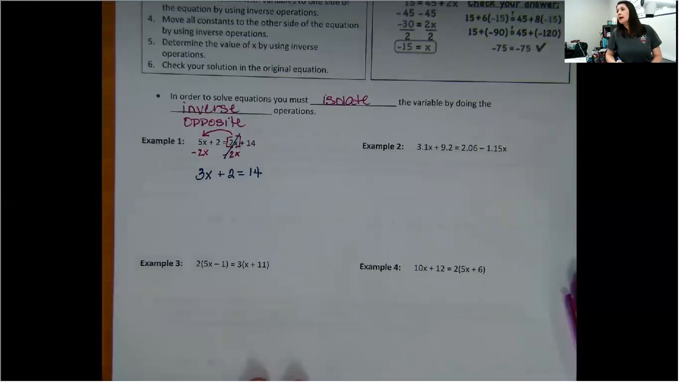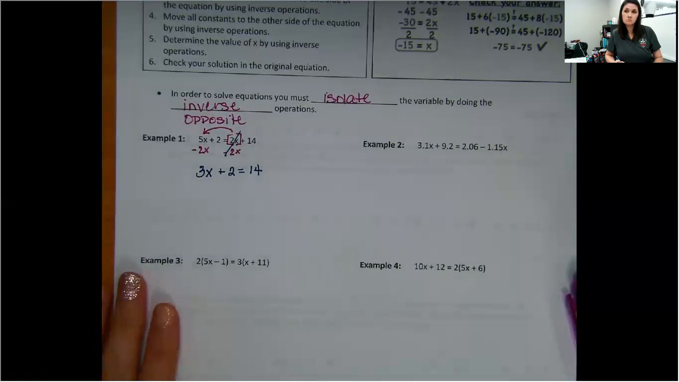Any questions about that first step? Did you take pre-algebra or 7th grade math last year? Then yes, it's a review.